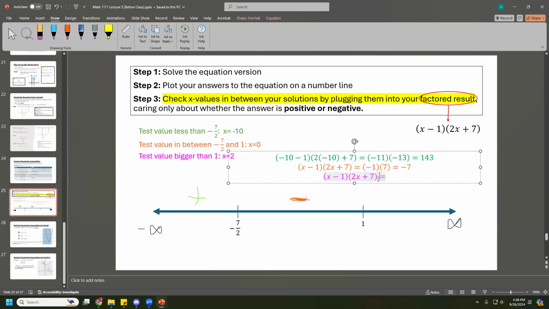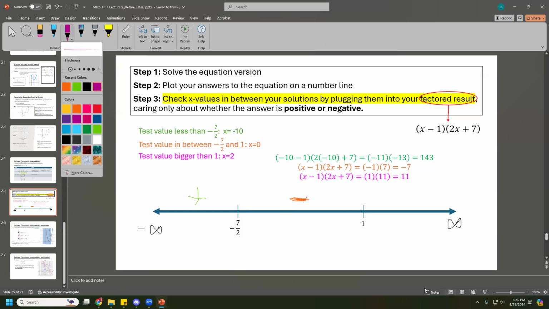So if I plug in values that live in between this and this, my answer will always come out to be negative. And finally, for the last one, I just chose 2, but anything that was bigger than 1 would work. You could pick 100 if you wanted to. I just chose 2. So if I do that, I'll get 1 times 4. And I get 4 from, oh, sorry, not 4, I lied. This would be 4 plus 7, so that would be 11. So my answer comes out to be 11 when I plug in 2.